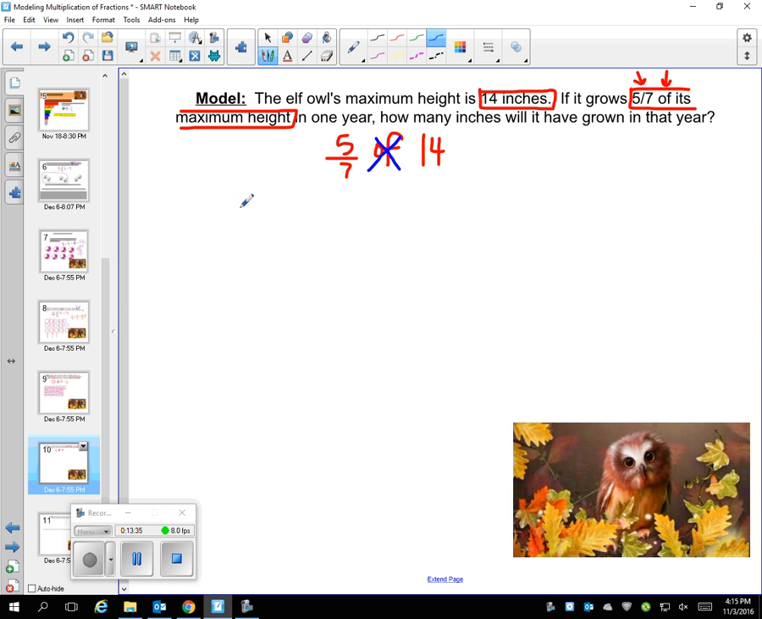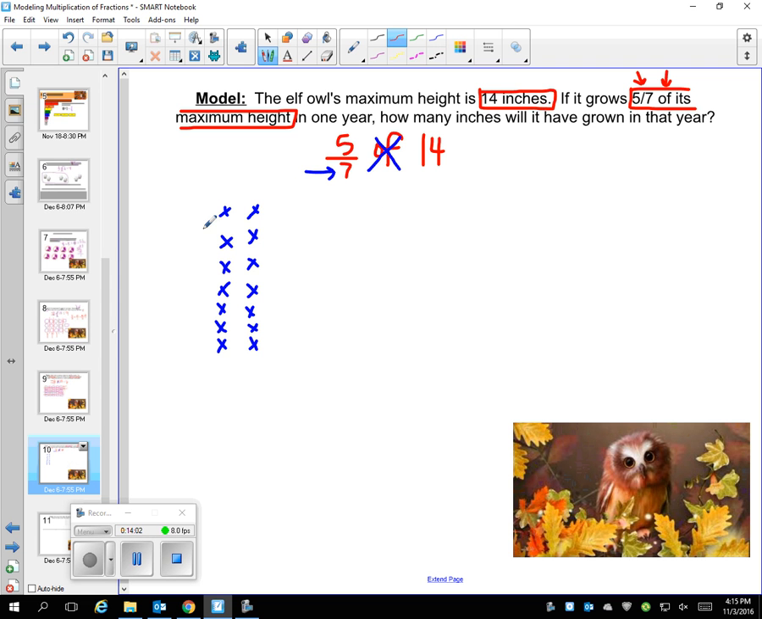Okay, I'm going to draw the 14 inches, and you could pretty much just do whatever you want. I'm going to do 14 X's. 4, 5, 6, 7. 1, 2, 3, 4, 5, 6, 7. 7 and 7 is 14. Okay, so I've got to divide it into 7 pieces.